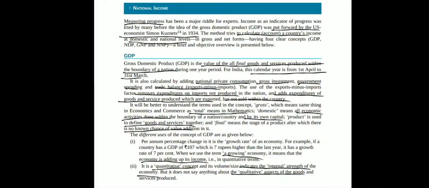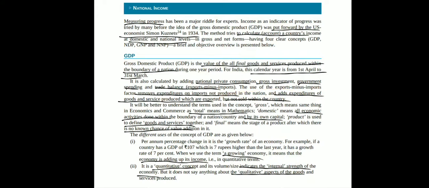See, when we see it as a value of all final goods and services, we see how GDP is calculated in another way. GDP is calculated by adding the national private consumption that every individual has, the gross investment done in the country, the government spending that the government regulates, and the trade balance, that is the exports minus imports. Now, why do we have exports minus imports here? Because it removes expenditures on imports that are not produced in the nation, and it adds expenditures on the goods and services produced which are exported, however not sold within the country.